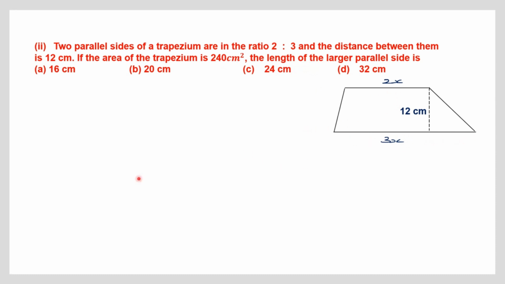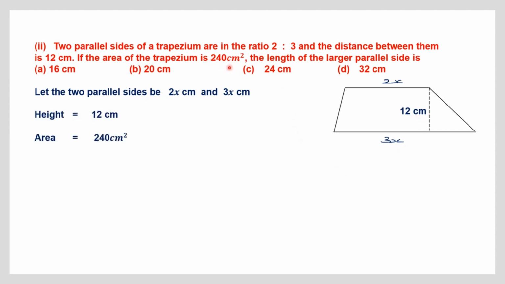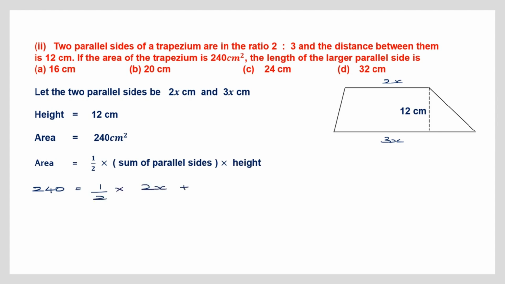Okay, so first we need to find the value of x. So we're going to say let the two parallel sides be 2x and 3x centimeters. The height is given to us as 12 centimeters and the area is also given to us as 240 centimeters square. Now what is the formula for area? The formula for area is half into sum of parallel sides into height, and area is already given to us. Let us substitute wherever we can. So 240 is equal to 1 by 2 into sum of the parallel sides. We said the parallel sides will be 2x centimeters and 3x. So we will add this up. 2x plus 3x into the height, which is 12 centimeters given to us.